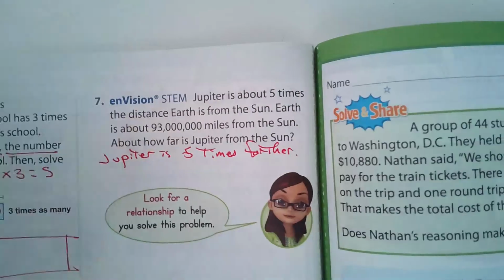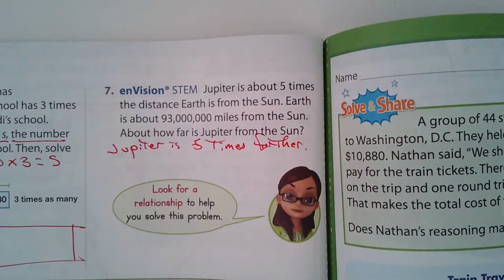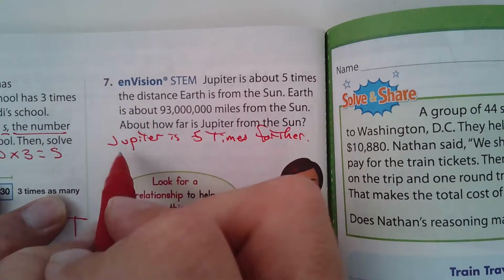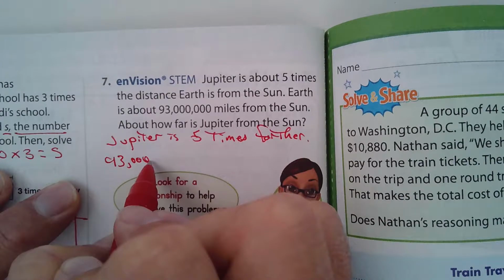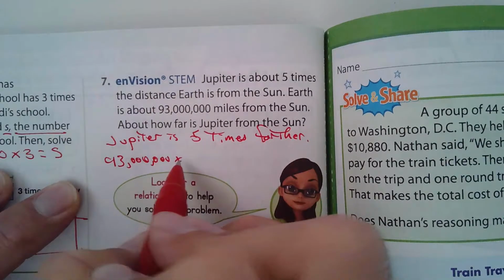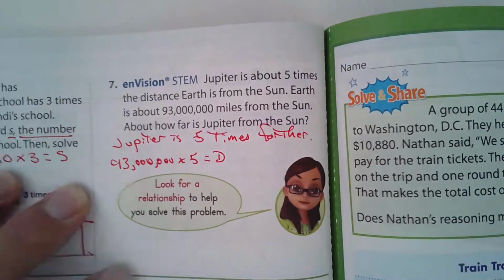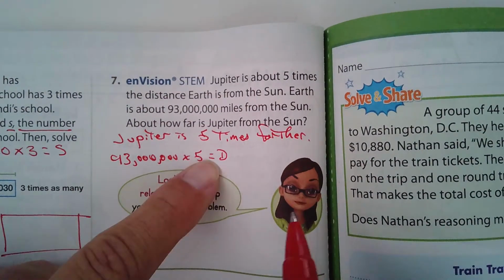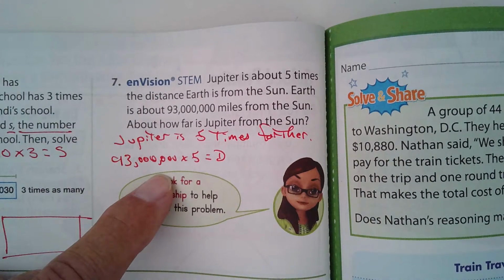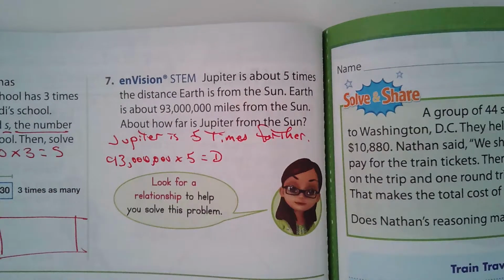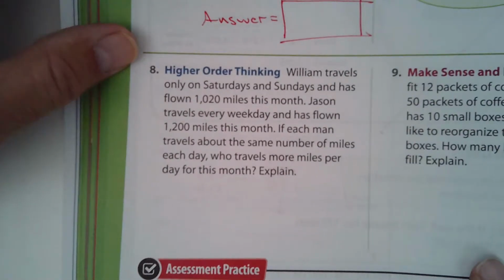And they want to know how much further it is. So what are you going to have to do? You're going to have to multiply 93 million times 5 equals, I'm going to put D for distance. Now, that's an equation. They didn't ask us to do one, but I just did it. So you guys are going to have to figure that one out for yourselves. I know you guys can't figure these out while I'm doing them here. I'm just showing you the steps to solve them.